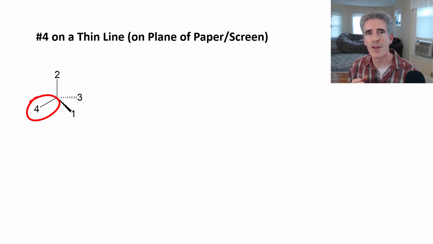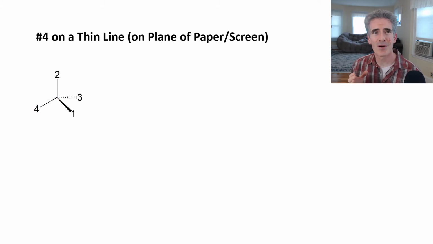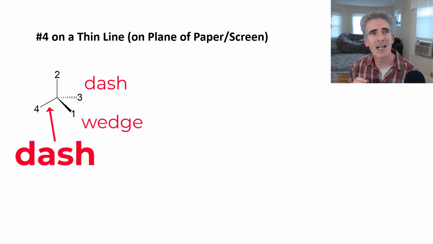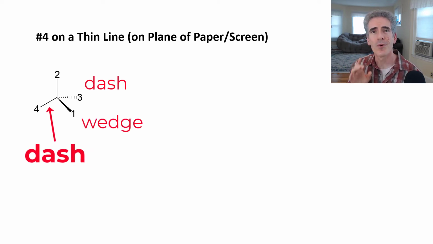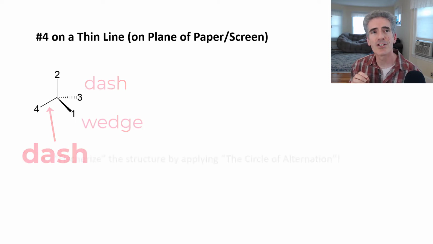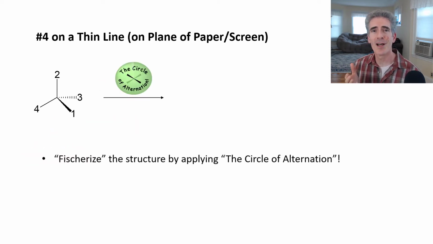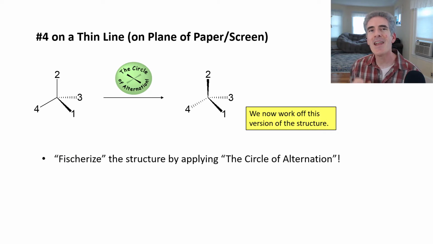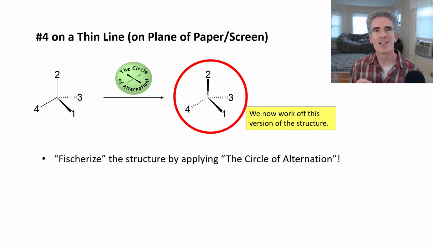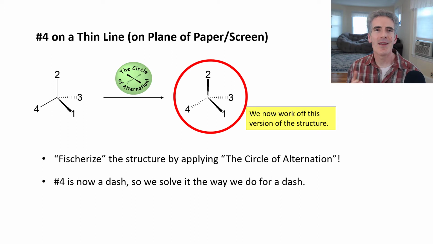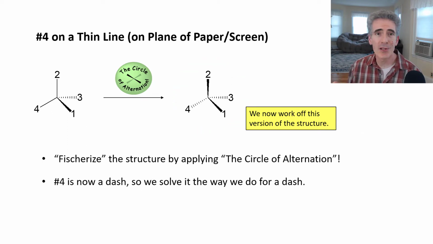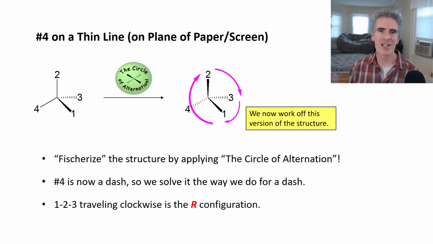Here's number 4 on the thin line. This is where most students are going to have a hard time. But it doesn't have to be that way. We've got dash, wedge, dash. We're going to just follow the order of what's already presented. We're going to Fisherize our structure by applying what I'm calling the circle of alternation. And now we work off of this structure. See, number 4 is now a dash. And now that it's a dash, we just do what we normally do on a dash. So here's 1, 2, and 3 traveling clockwise to the right. We would just assign this the letter R.